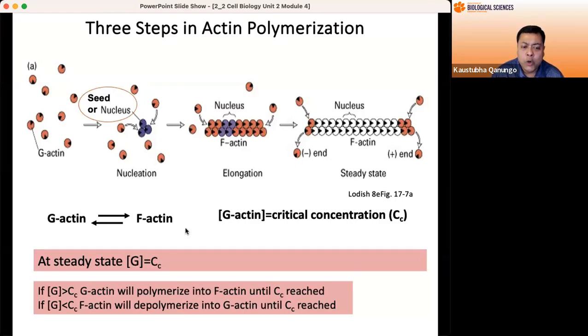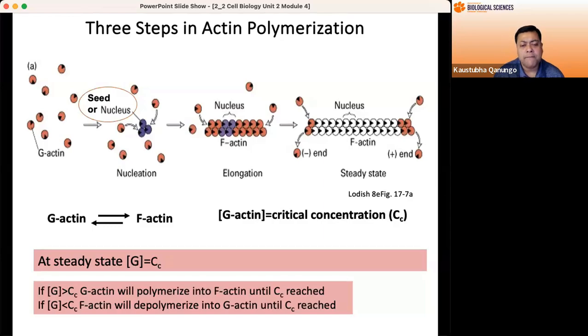Now, there is an equilibrium of the globular actin and the filamentous actin in a cell, and there is a critical concentration for the G-actin. What we mean by the critical concentration is that there is a cellular concentration of the G-actin at one point of time, and in physiological conditions, it's approximately 0.3 micromolar. You do not have to memorize the values, I'm just saying 0.3 micromolar.